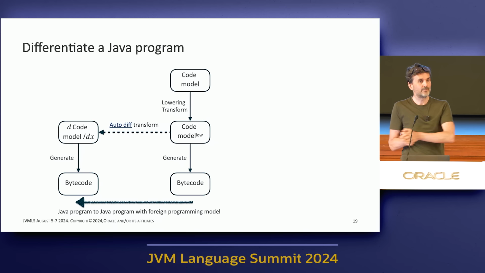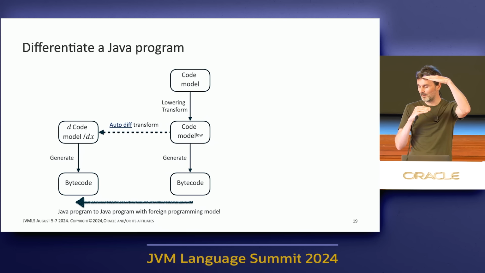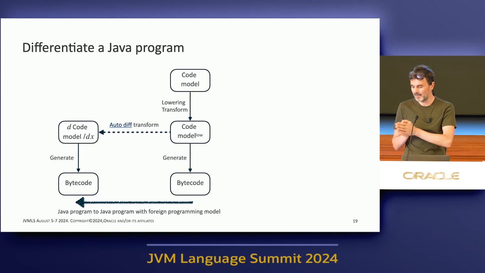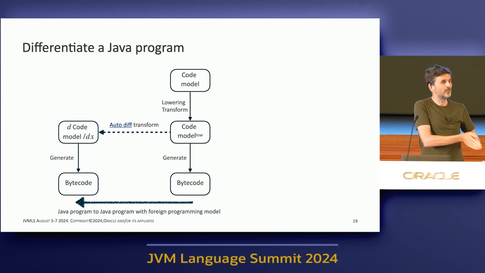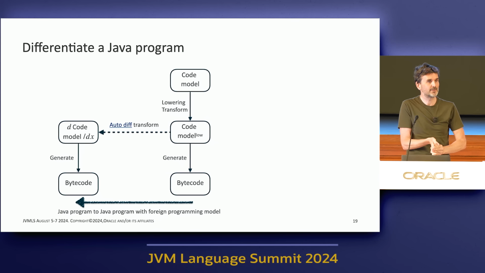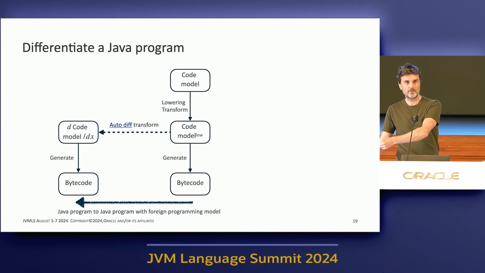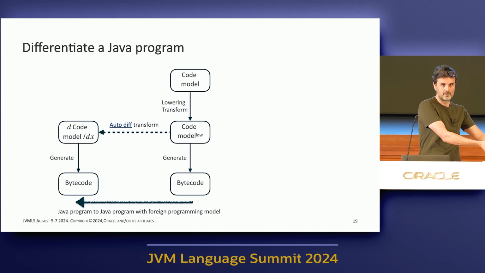And for autodiff, it may be easier to use a lowered code model rather than the higher code model. And in this case, we're going from Java to Java. Arguably, autodiff is a foreign programming model. In a sense, it's not specified by the Java language specification. It knows nothing about auto-differentiation. And yet we can implement a library using code models to translate.